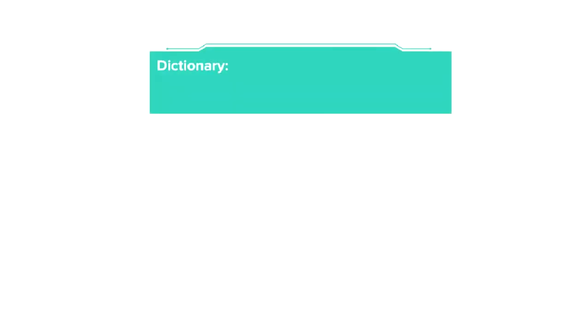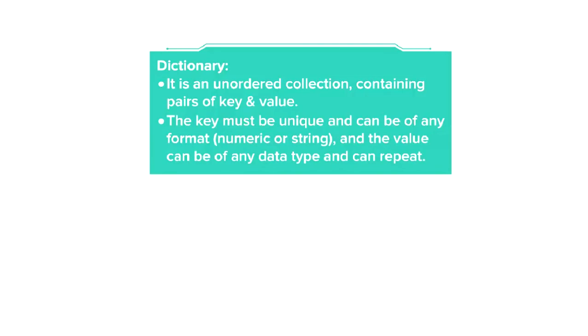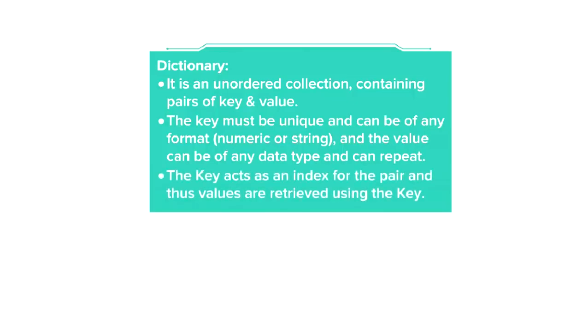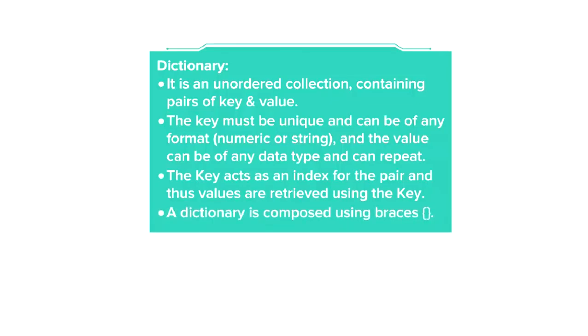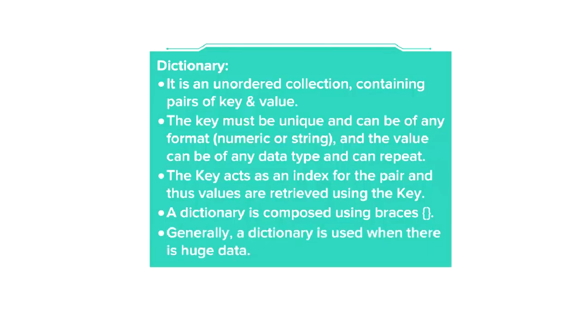Now, let's discuss the next data type, that is dictionary. A dictionary is an unordered collection containing pairs of key and value. The key must be unique and can be of any format, numeric or string, and the value can be of any data type and can repeat. The key acts as an index for the pair and thus values are retrieved using the key. A dictionary is composed using braces.